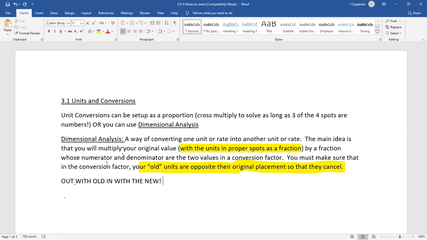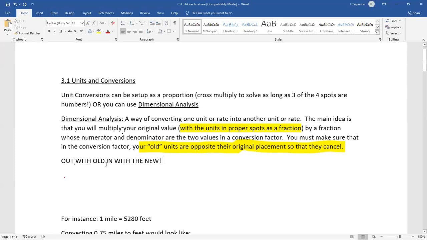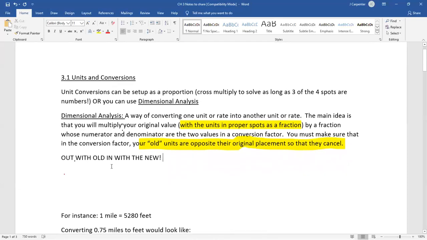I'm sure some other mathematician has used it in this sense, but I did come up with that on my own, using that particular saying with this. Out with the old, in with the new means you need to get rid of the old units by canceling, so that way you're stuck with the new units. So we're going to do a problem where we do it as a proportion, where we do it with dimensional analysis, make sure we can get the same answer each way, and that's what this is saying right here.